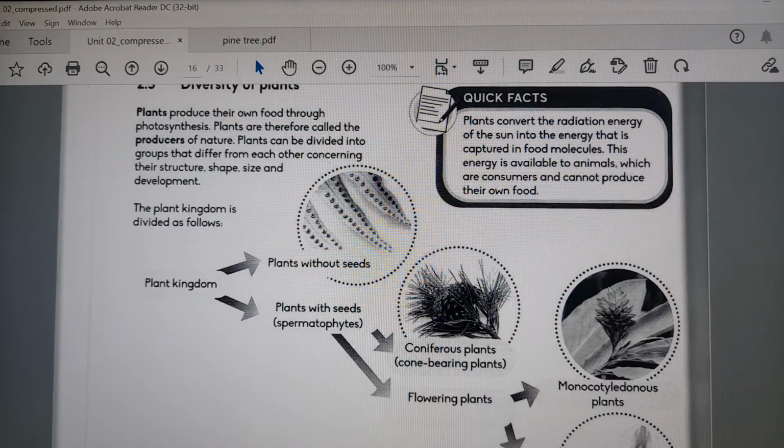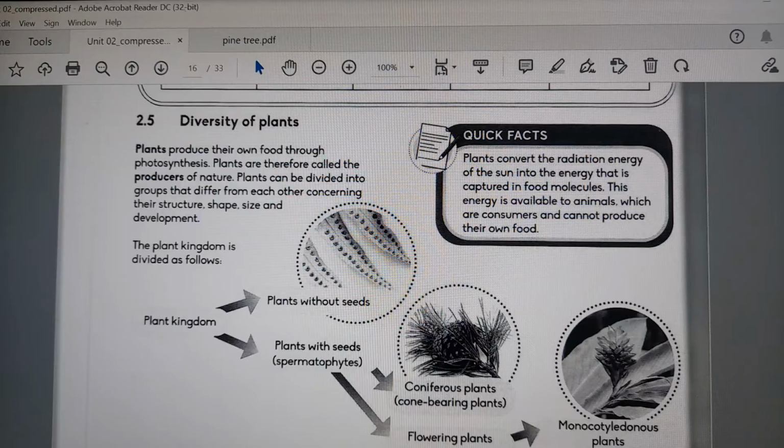So now we are done with the animal kingdom, or diversity of animals. Now we are moving to the plant kingdom to understand the diversity of plants. They say plants produce their own food through photosynthesis. Plants are therefore called the producers of nature. Plants can be divided into groups that differ from each other concerning structure, shape, size, and development.